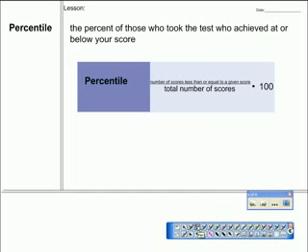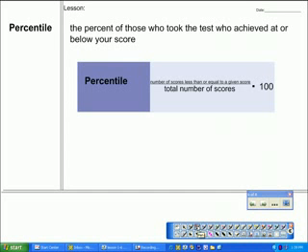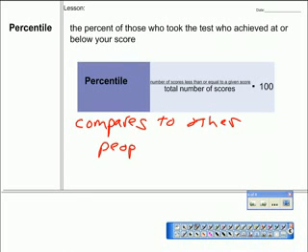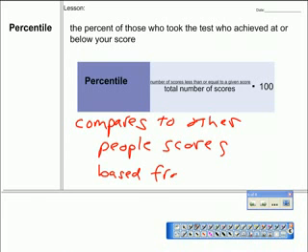So this score compares you to other scores. And it's based from the bottom up. That top number is based from the bottom score. So if you scored in the 95th percentile, that means 95% of the people scored at or below what you did.